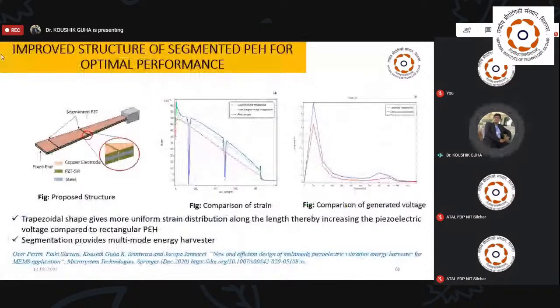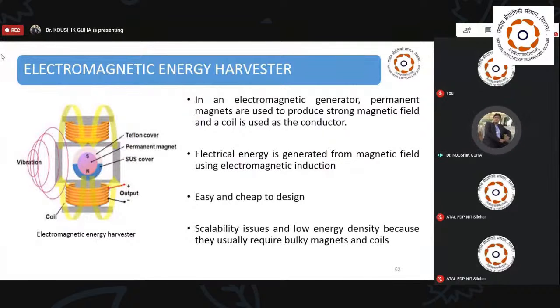Now we have developed this type of architecture where we have adopted the trapezoidal geometry, not a rectangular geometry, because of the uniform strain distribution, and at the same time we have also adopted the segmentation method. We have seen an improvement in our results. If we compare the segmented trapezoidal versus the non-segmented and rectangular ones, our strain distribution is very uniform and good. Also in terms of voltage, the generation in segmented trapezoidal electrodes is quite high compared to the non-segmented piezoelectric energy harvester. This work was very recently published in the journal Microsystem Technologies. So this is all about the piezoelectric energy harvester part.